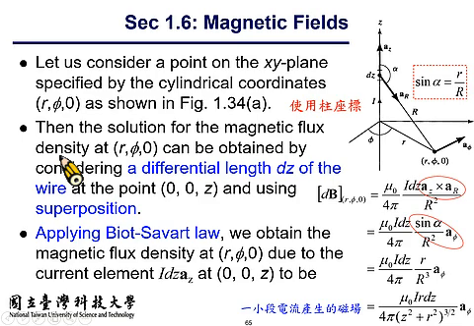And the current element, which is I dL, is replaced with I dz a_z, because we know that the infinite line source is placed along the z direction. And a_R is the unit vector along the line between the source and the observation point. And R squared is the square of the distance between the two. And next is to interpret the cross product.